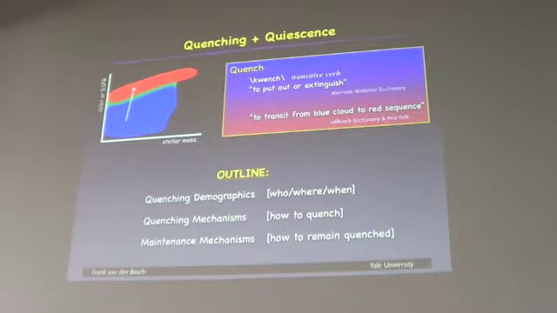So I'll start by saying a few words about quenching demographics. Where are the quenched galaxies living? Then say a few words about quenching mechanisms. How do you quench a galaxy? And then I'll focus on maintenance mechanisms, which is how do you keep a galaxy quenched when it is quenched.